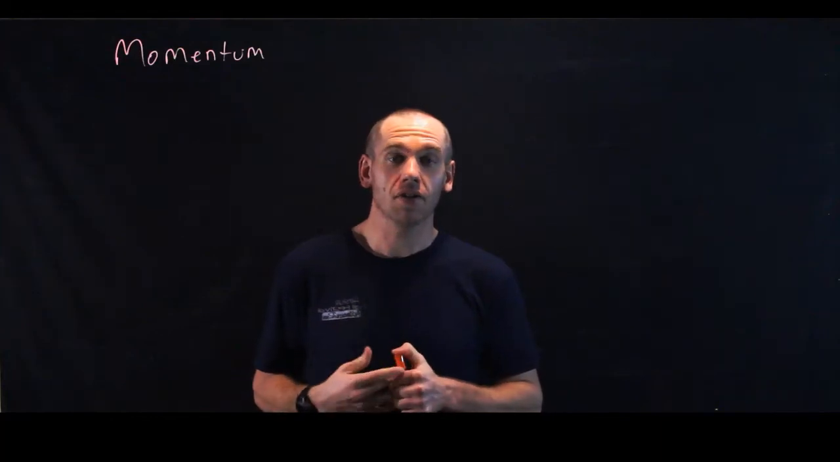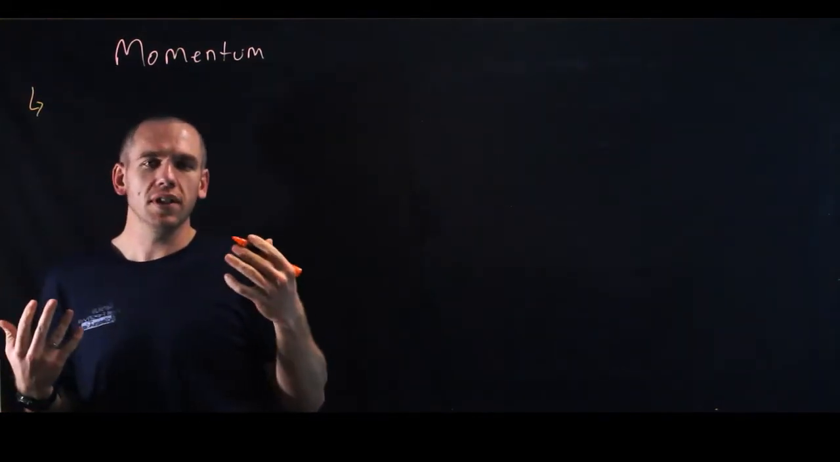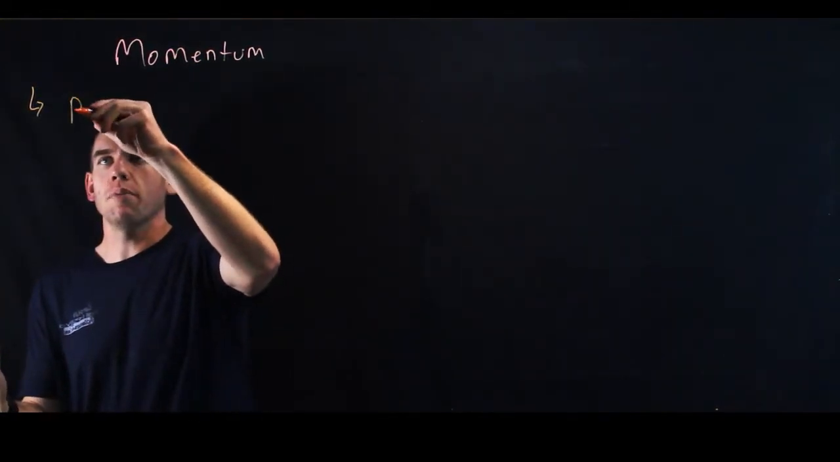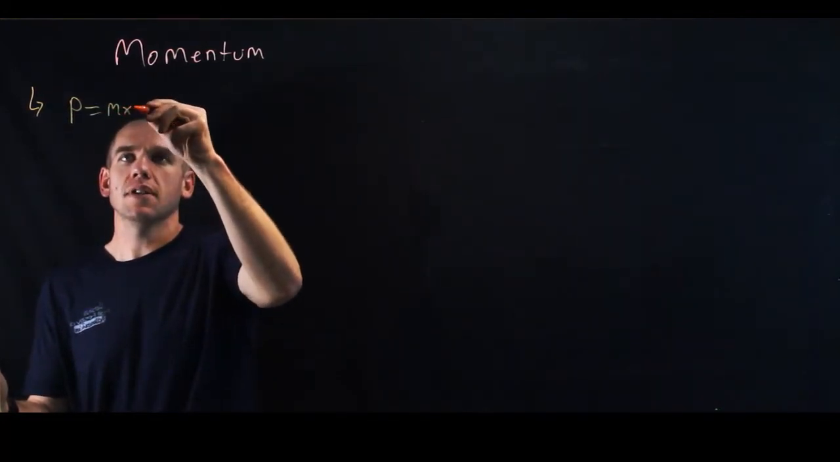In this lesson, let's take a look at momentum. Now, momentum is something that we all have an intuitive understanding of, but it's really defined mathematically. And momentum gets the symbol lowercase p. P is equal to mass times velocity.